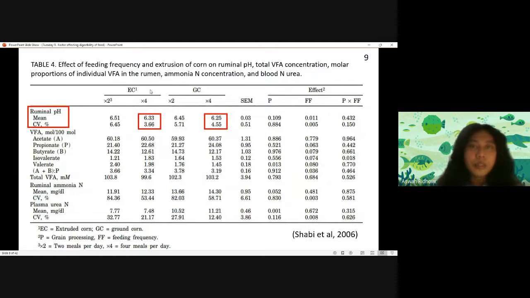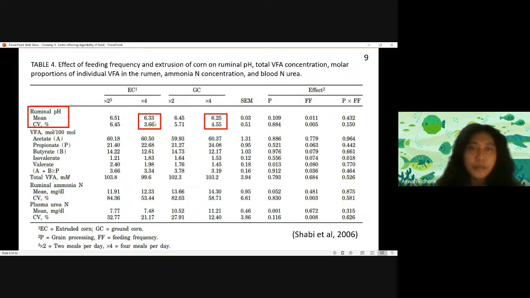Then, if we try connecting feeding with efficiency, we will also find that feeding frequency has an effect on the pH of the rumen. By providing more frequent feeding to the animals, it seems the pH of the rumen tends to decrease compared with only 2 times. And another thing is the CV here. CV means the variation between the pH.